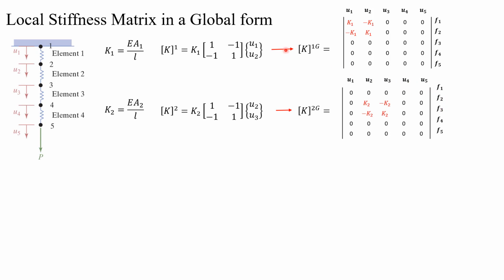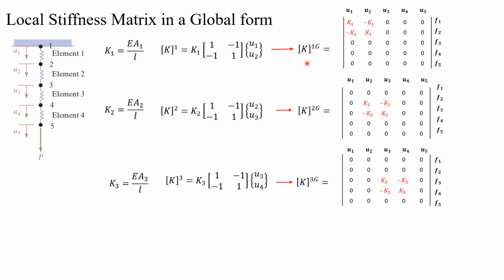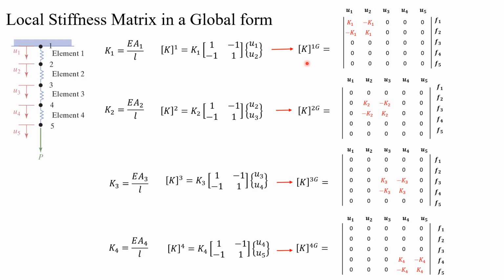Remember, we still call it a global form, it's not a global stiffness matrix. It would be a global stiffness matrix when we add these stiffness matrices together. I could do the same thing for the third element and also the fourth element. So I have 4 elements, so I have 4 stiffness matrices, and I've written them in a global format in their correct positioning. Each of them relates the corresponding forces with the corresponding displacement.